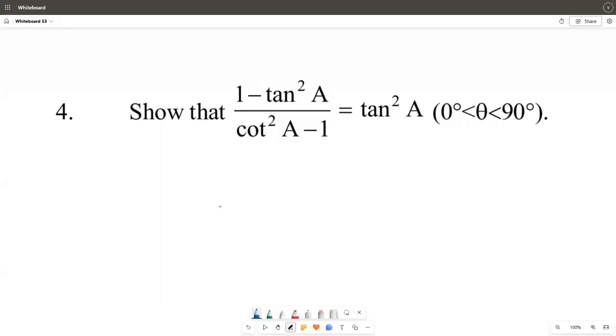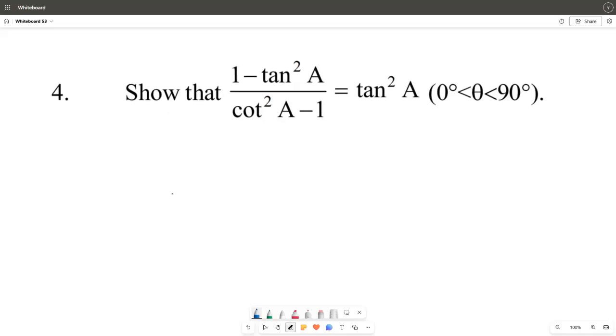Today I have the fourth question of exercise 11.4. We have to show that (1 minus tan square A) by (cot square A minus 1) is equal to tan square A, and theta is an acute angle. It lies between 0 and 90 degrees. So let's consider the LHS part of the question first. So LHS we have (1 minus tan square A) by (cot square A minus 1).